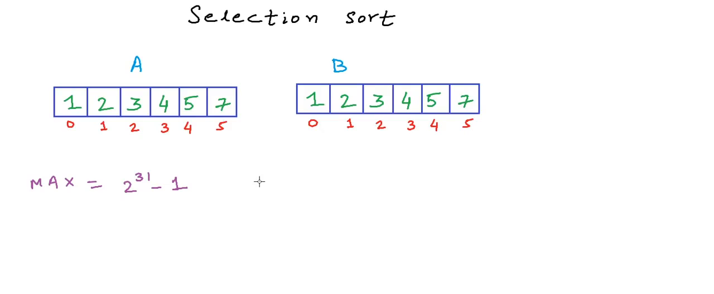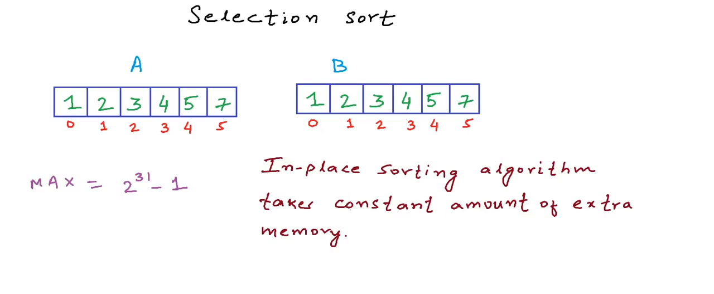This logic will work fine, but if you see, there is this extra memory requirement for this auxiliary array or temporary array B that we are creating, and the larger the size of A, the larger is the extra memory requirement for creation of this temporary array B. So this is not an in-place sorting algorithm. An in-place sorting algorithm takes a constant amount of extra memory for sorting a collection. In this case, the amount of extra memory will be proportional to the size of the input array A.